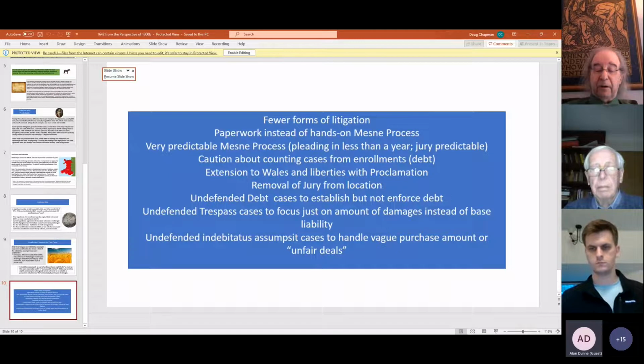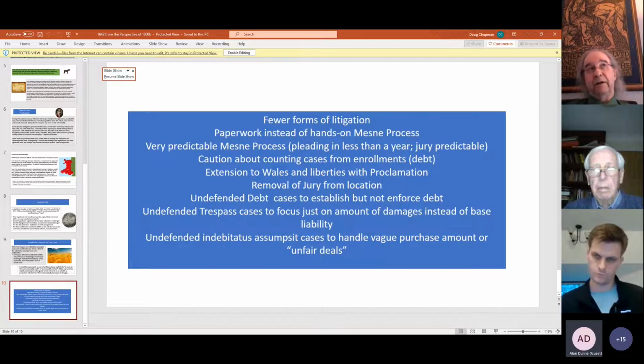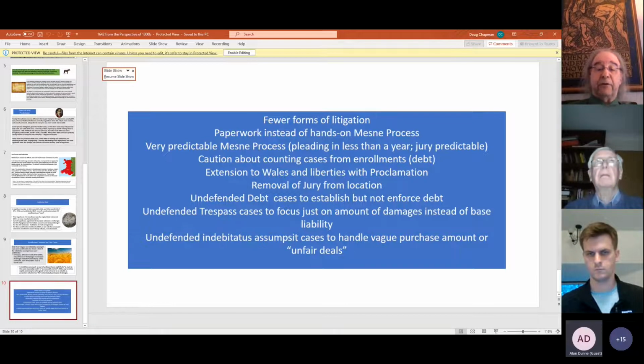And of course, if you have the ability to call in the debt at any given time, then the debtor is much more likely to be interested in supporting you in all kinds of different ways, just to make sure that you don't call in the debt. So this is kind of a debt servitude arrangement, which for many people they would be able to pay off rapidly, but in some situations this would allow wealthy people to have dependence, kind of patronage power over the debtors. And undefended trespass cases to focus just on the amount of damages instead of base liability, and undefended indebitatus assumpsit cases to handle vague purchase amounts or unfair deals.